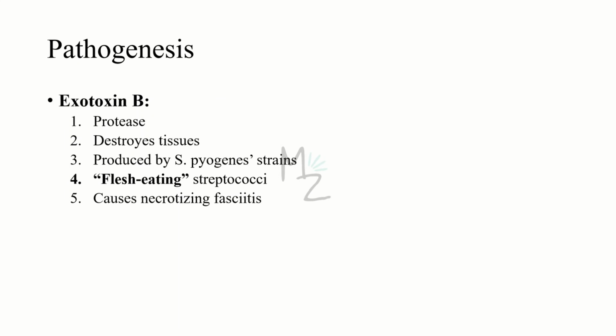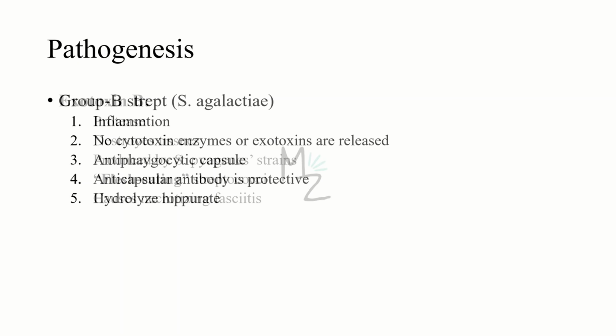It is the protease that rapidly destroys tissue and is produced in large amounts by the strains of Strep pyogenes, the so-called flesh-eating Streptococcus. Why? Because it causes necrotizing fasciitis. Till now, we were discussing Group A strep pathogenesis. Now let's talk about Group B strep, like Strep agalactiae, pathogenesis.